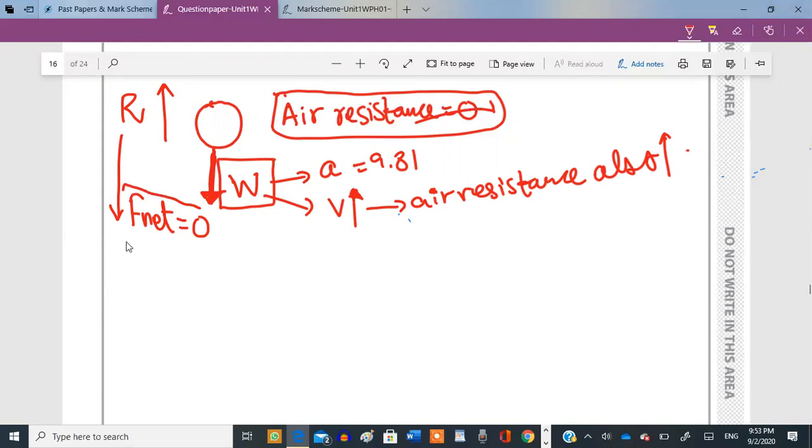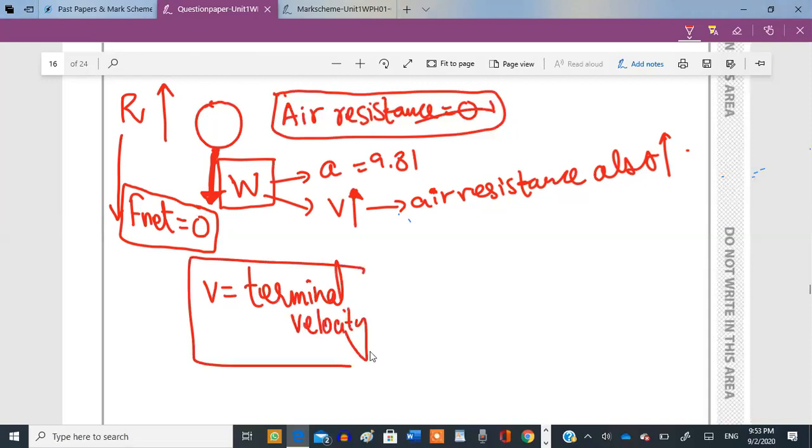And then a time comes when the net force becomes 0 and the resistive forces become equal to the weight. At that particular time, this ball would have gained a certain velocity, which is called the terminal velocity, a result of the increase in the velocity due to the acceleration of this ball, right?